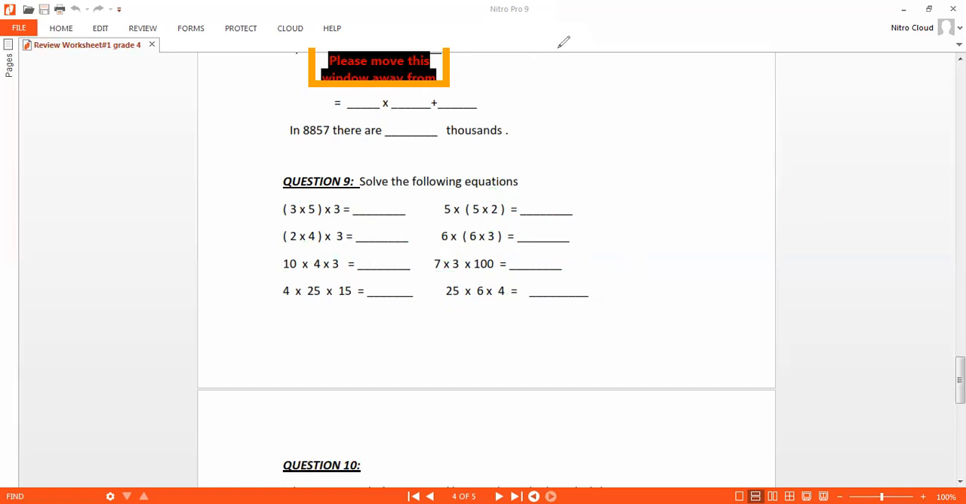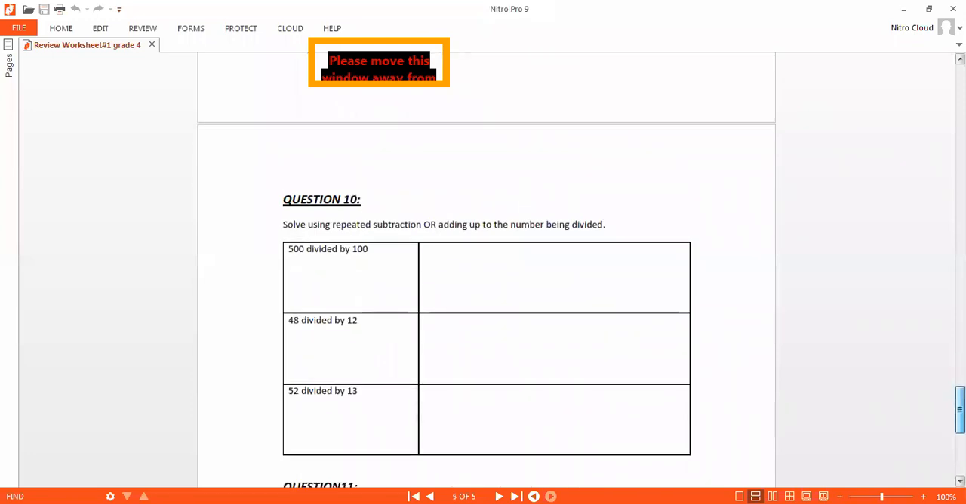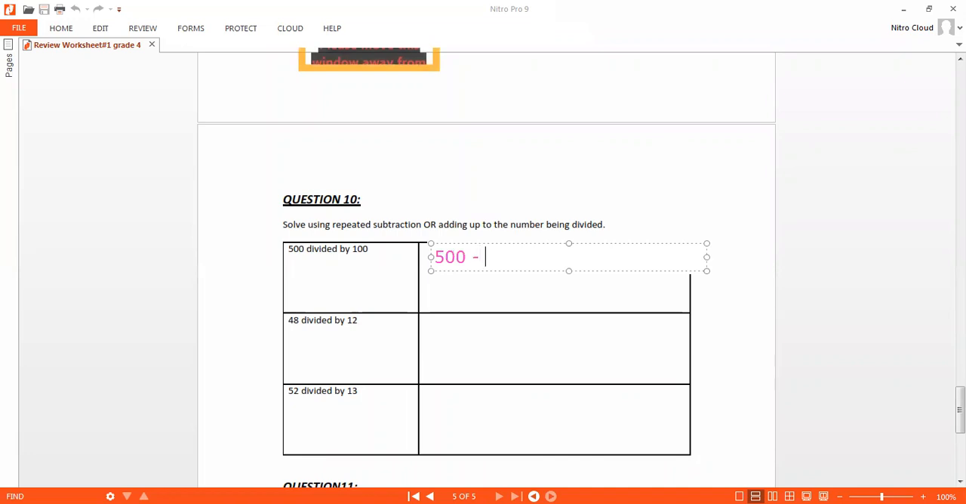Now we start with question number 10. Question number 10, it's about division, but you have to use the repetitive or the repeated subtraction, or you can add them, but I prefer subtraction. So what I'm trying to say is that you have to do 500. 500 minus 100, it's 400. Minus 100, 300. Minus 100, 200. Minus 100, 100. Minus 100, it's 0. So I keep on subtracting until I reach the 0.